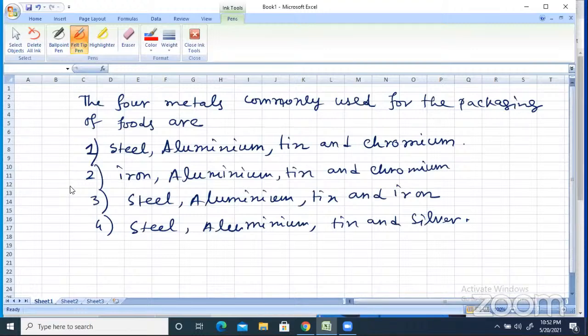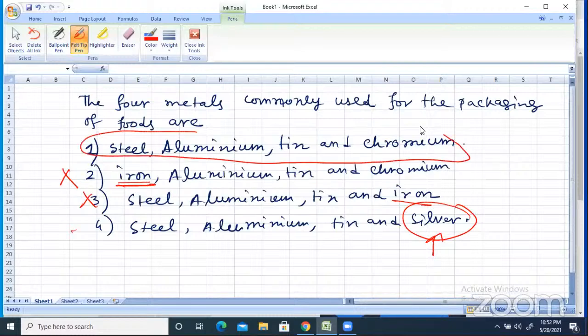Start eliminating with the metals. Iron cannot be possible because rusting will be there, so it will be cancelled out. Silver is a precious metal. We don't find any silver packaged material generally, so it cannot be possible. So only the first one will be your answer. And you all know that steel and aluminum are the most commonly used metal cans for packaging.